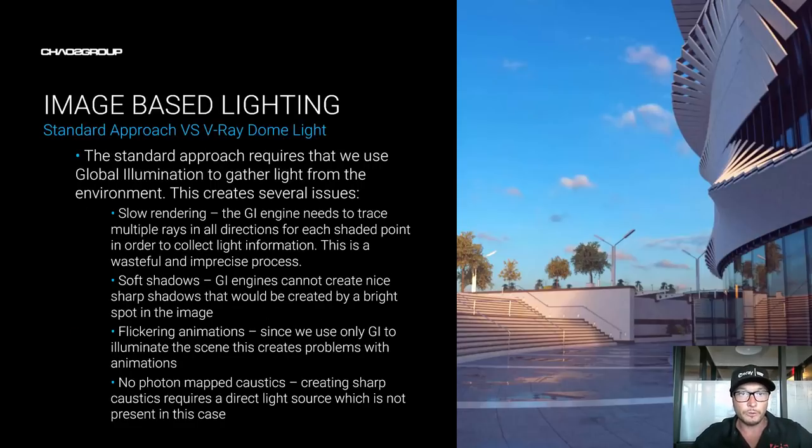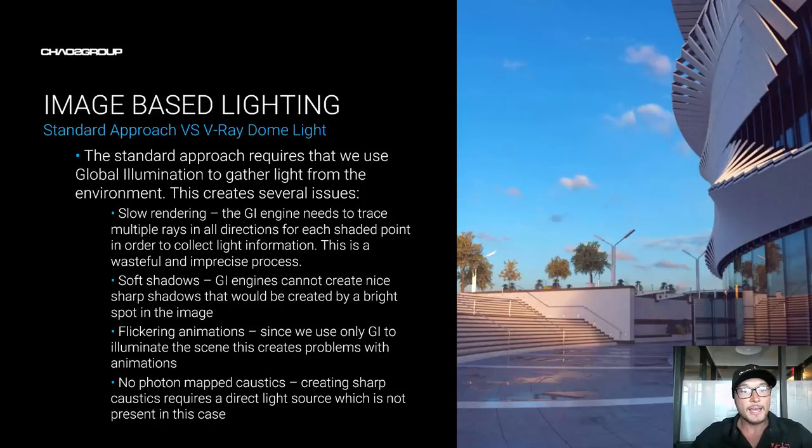The standard approach requires that we use global illumination to gather light from the environment. This creates several issues. Slow rendering times. The GI engine needs to trace multiple rays in all directions for each shaded point in order to collect light information. This is a wasteful and imprecise process.